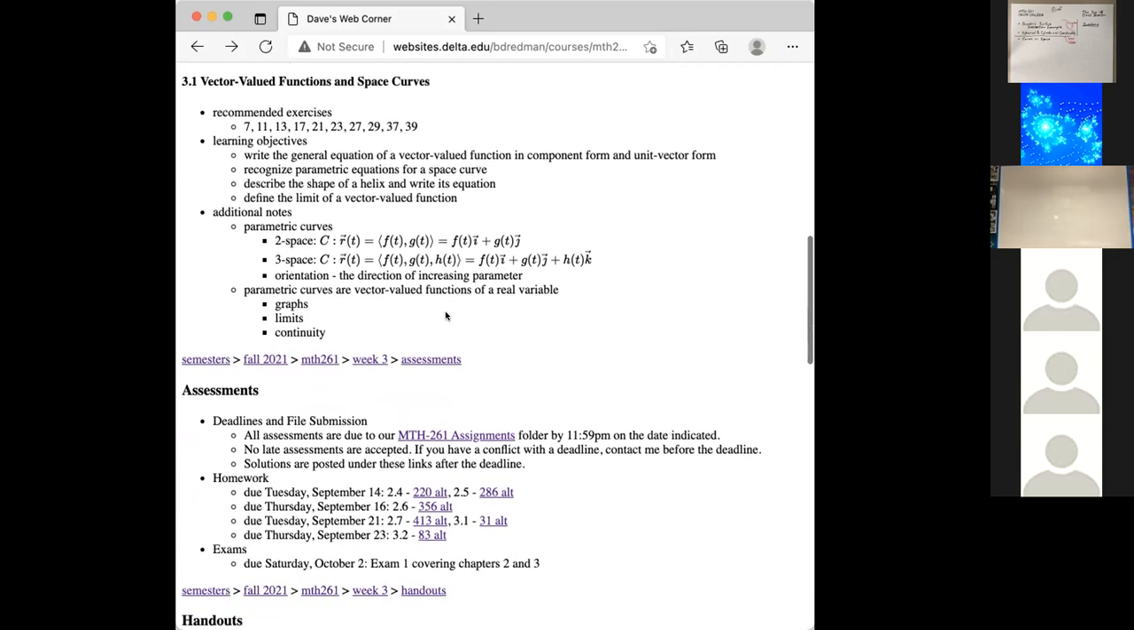And finally, we're going to open up chapter 3, talk about vector-valued functions and curves in space. So we're going to finally extend our calculation and our calculus weapons to space.